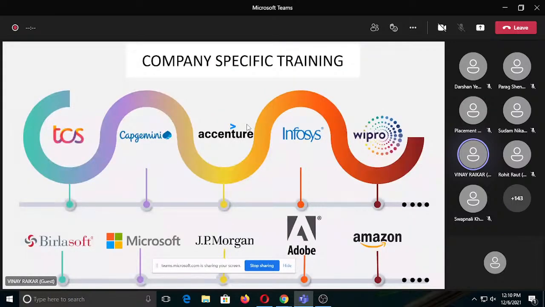So then you have a company-specific training related to TCS, Capgemini, Accenture, Infy, Wipro. Apart from that, we are going to train you based on Birlasoft, Microsoft, JP Morgan, Adobe, and Amazon. And etc. Basically, there are a lot of other companies, but majorly this company-specific training will be held in the month of June and July, or before companies come to the campus. Okay, so that's what we are going to do.